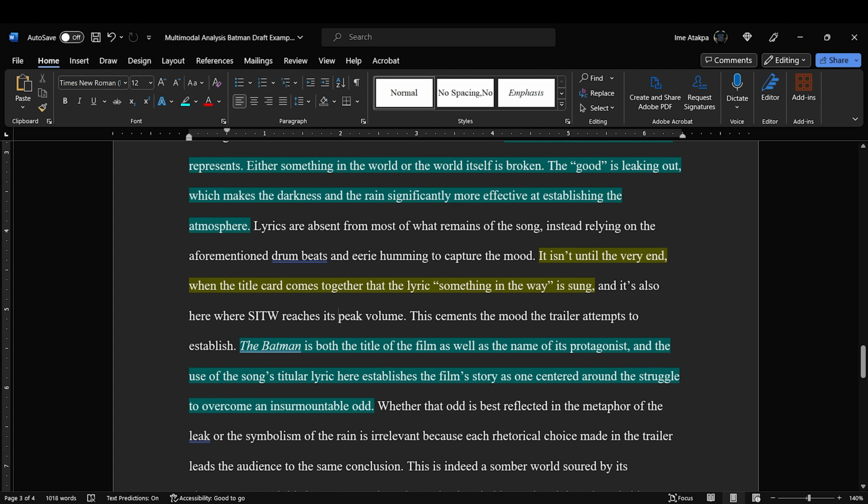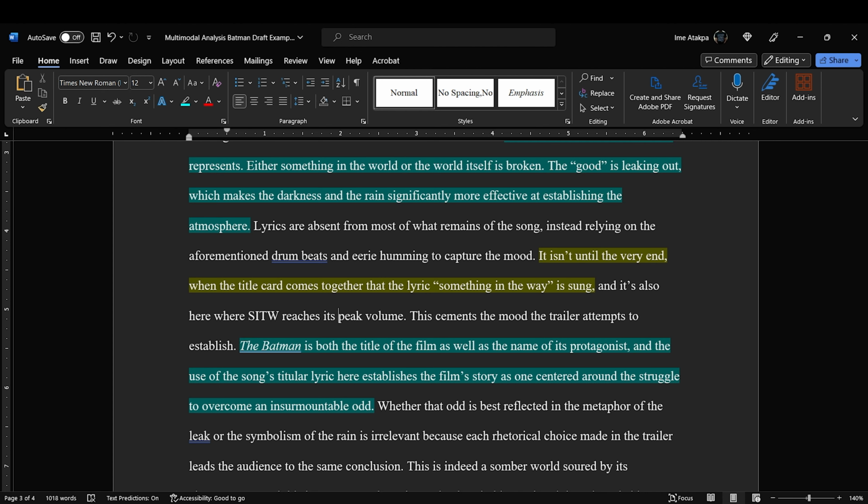And the second example I have here is at the end of the trailer, the title card, The Batman, comes on, and we hear really only the second lyric in the entire song, and that's "Something in the Way." That's pretty innocuous at face value, but you always want to try to think a little bit deeper and try to be creative in how you're interpreting the information that you're looking at in terms of modalities and rhetoric and the devices that are present. So you can see this in how I interpret it.